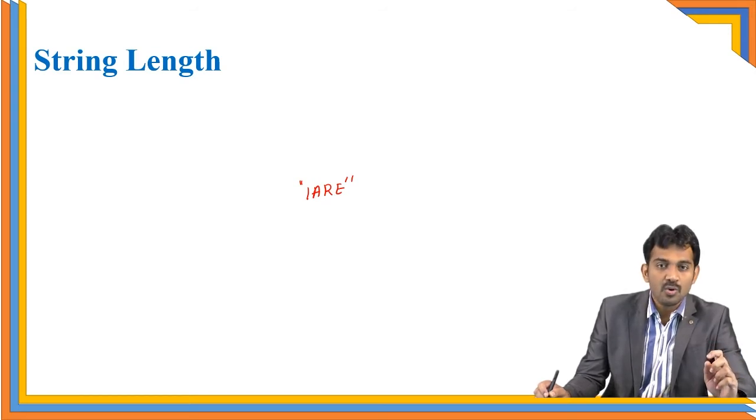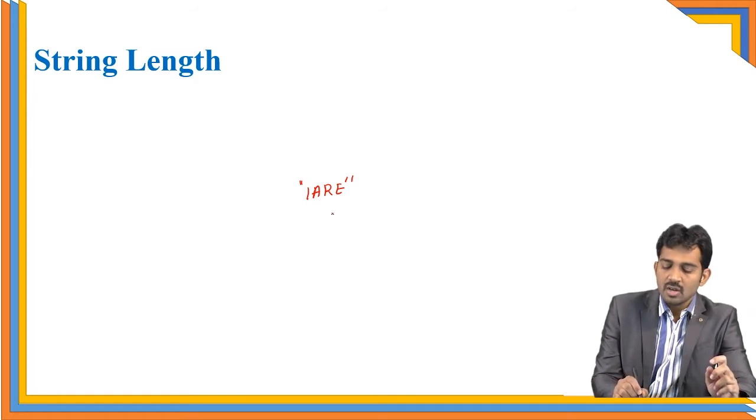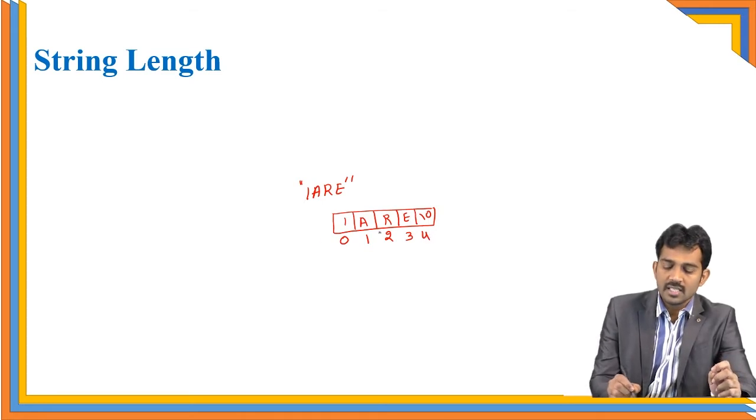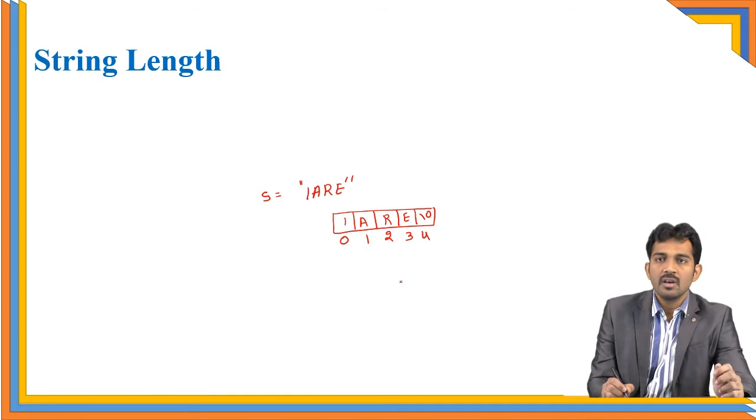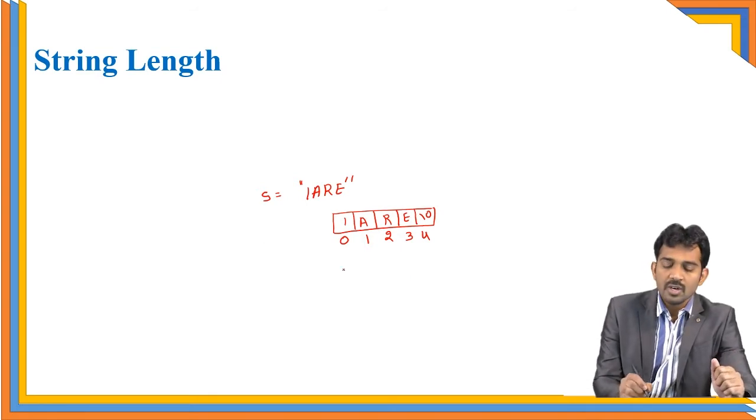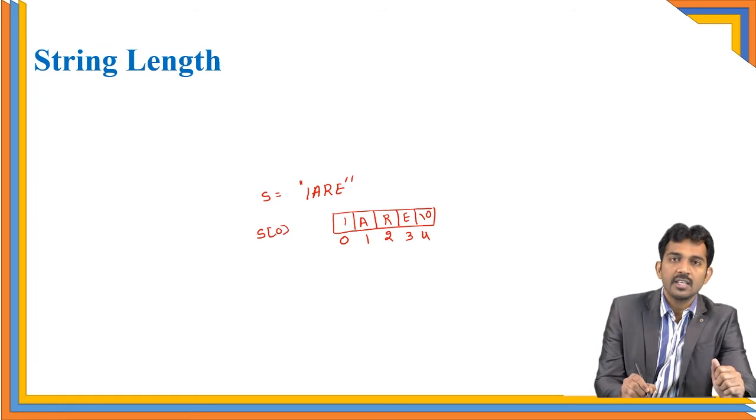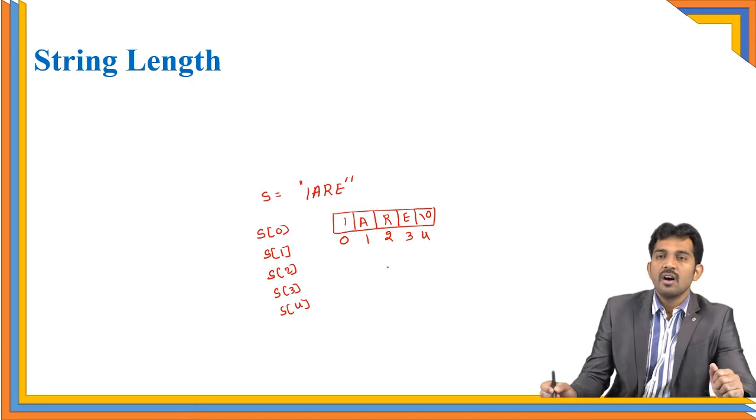So, according to this, how is the string going to be stored? Like this: I, R, E, and then the null character, at positions 0, 1, 2, 3. For example, this is S. If you want to access the first letter, what should I do? S of 0 gives the first letter. S of 1 gives the second letter. S of 2 gives the third letter. S of 3 gives the last letter.